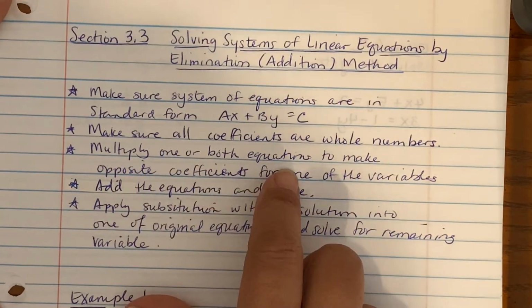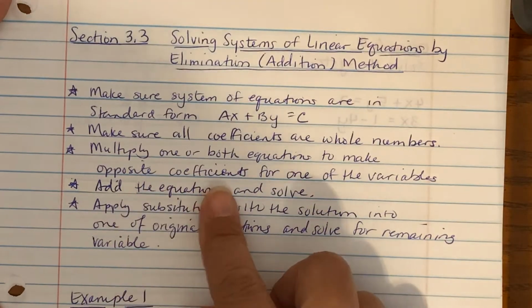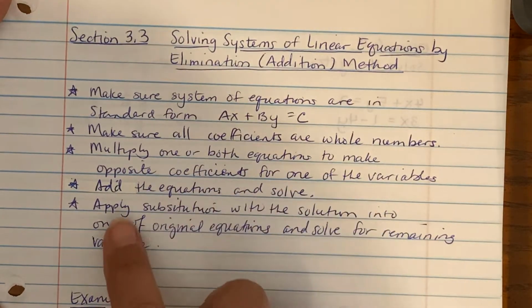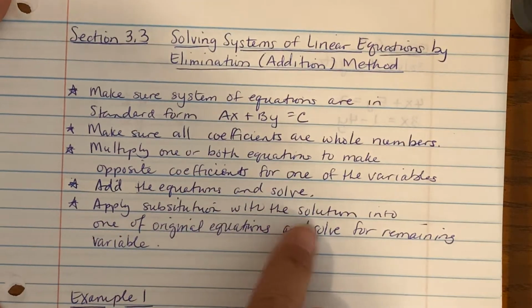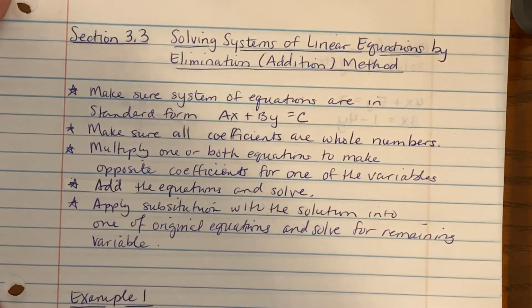Multiply one or both equations to make opposite coefficients for one of the variables. Add the equations and solve. Then you're going to apply substitution with the solution into one of the original equations and solve for the remaining variable. So how does that look?